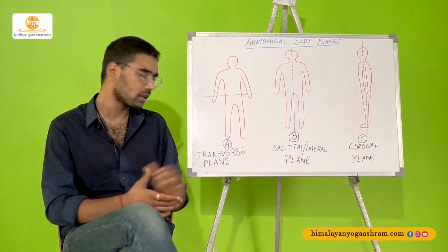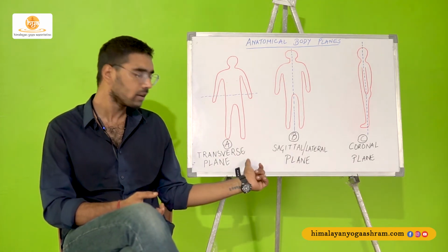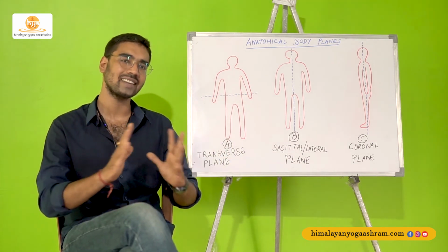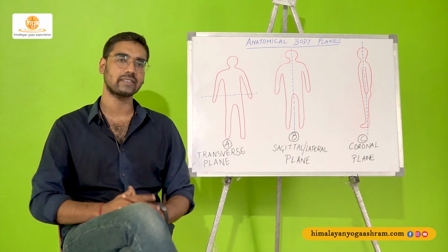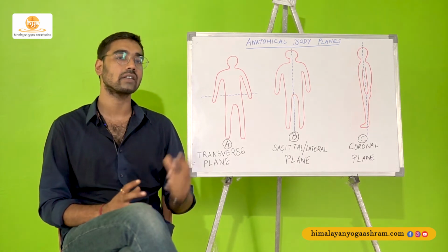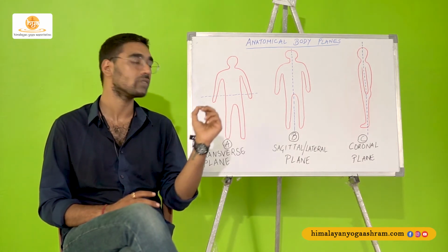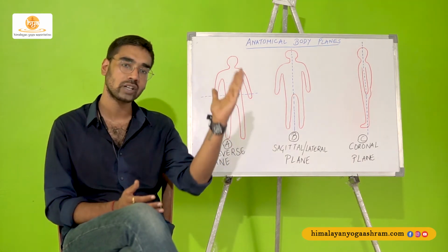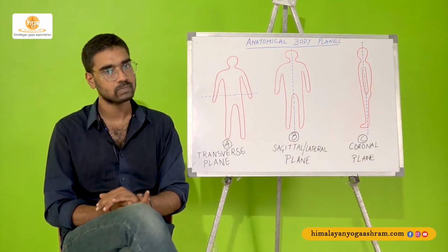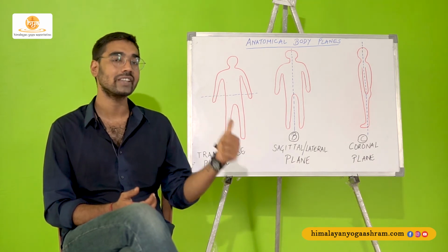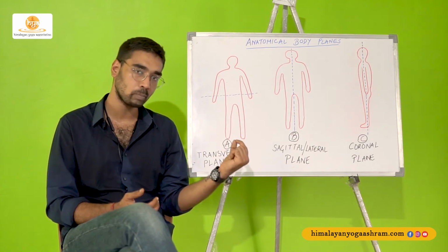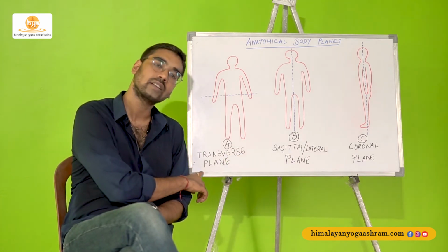Let's talk about the transverse plane, or the first one, as you can see right here. Now imagine a person is standing upright, completely straight as it is, and there is an imaginary line which is dividing the body into two equal parts towards the top and towards the bottom. This line or this plane which divides the body into top and bottom portions is called the transverse plane.